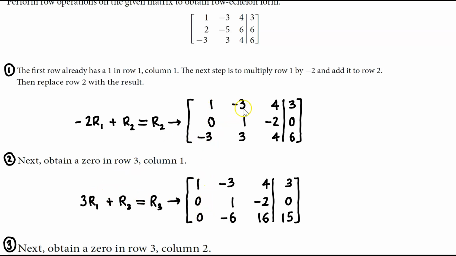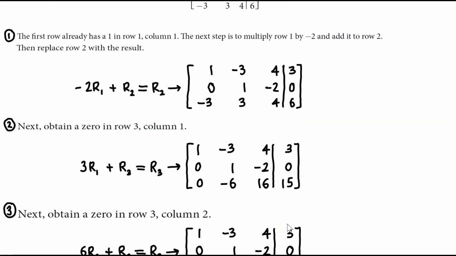3 times -3 is -9, plus 3 is -6. 3 times 4 is 12. 12 plus 4 is 16. 3 times 3 is 9, and plus 6 is 15.